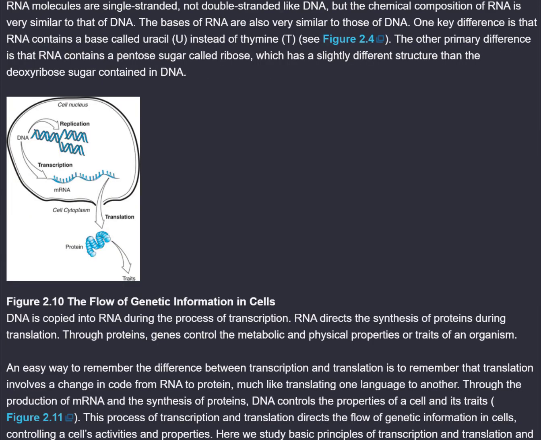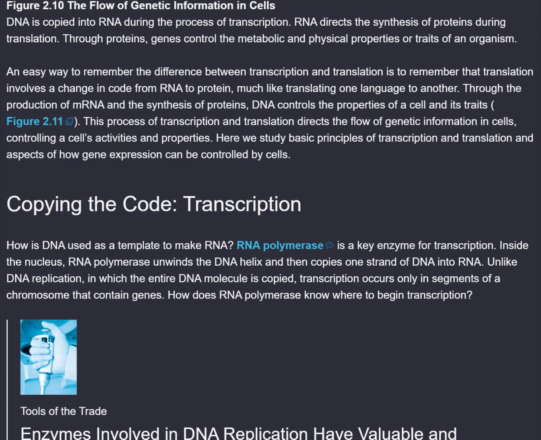RNA molecules are single-stranded, not double-stranded like DNA, but the chemical composition of RNA is very similar to that of DNA. The bases of RNA are also very similar to those of DNA. One key difference is that RNA contains a base called uracil, U, instead of thymine, T, see Figure 2.4. The other primary difference is that RNA contains a pentose sugar called ribose, which has a slightly different structure than the deoxyribose sugar contained in DNA.